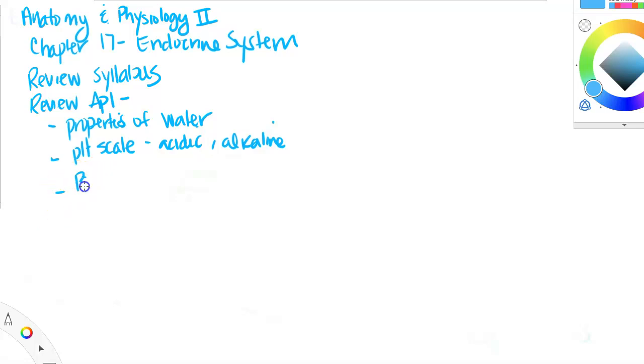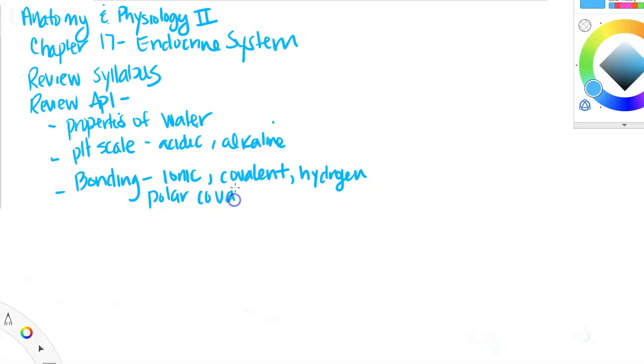Make sure you go through bonding again: ionic, covalent, hydrogen bonds, and polar. Make sure you understand what a polar covalent bond is and how that works.